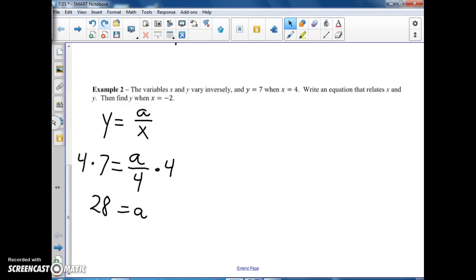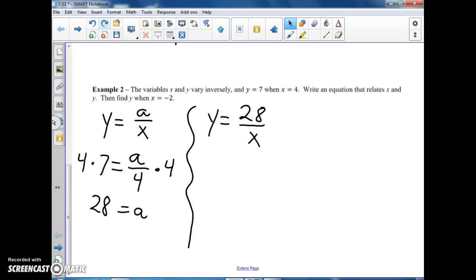No, not yet. We're not at the answer yet. We're getting there. So now what are you going to do? You're going to take the 28 and go put it in for the a in the original form, right? So you're going to write down y equals 28 over x. There you go, like that. Good, you guys got it.